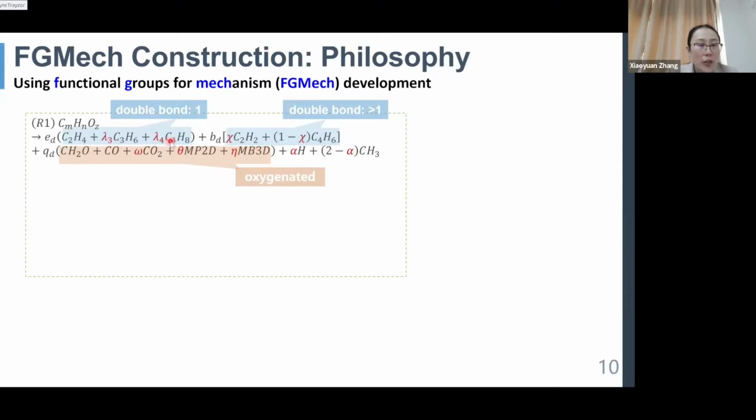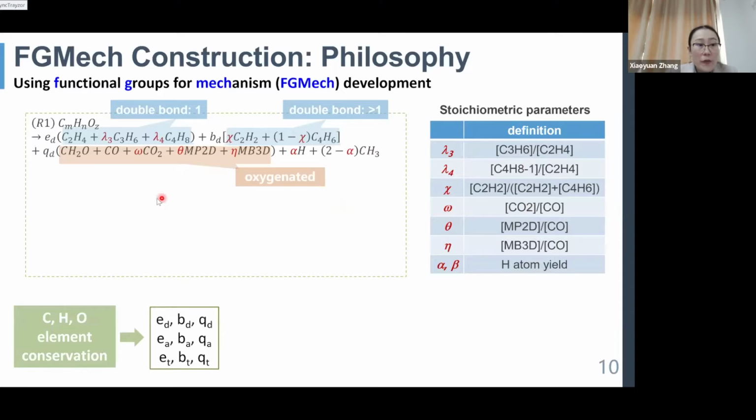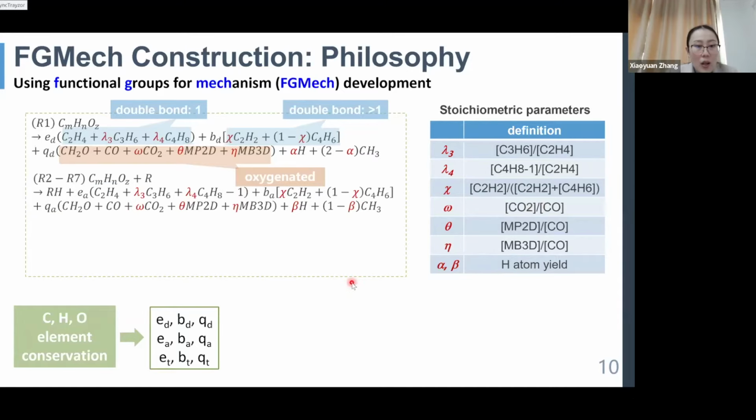Lambda 3, lambda 4, which are highlighted in red color, are stoichiometric parameters. Their definitions are shown here. They are closely related to the yield of key pyrolysis products. Okay, right now, if we know the MNZ values from the experiments and obtain the stoichiometric parameters from machine learning methods, which will be introduced later, we can compute ED, BD, QD based on CHO element conservation.